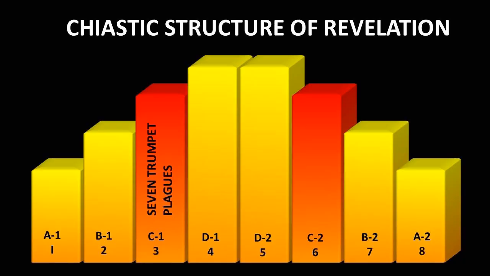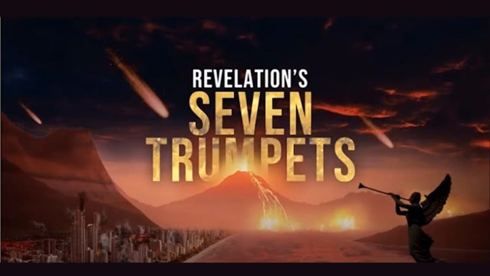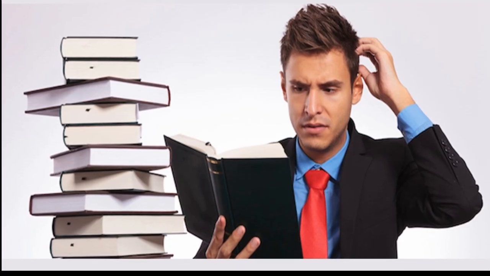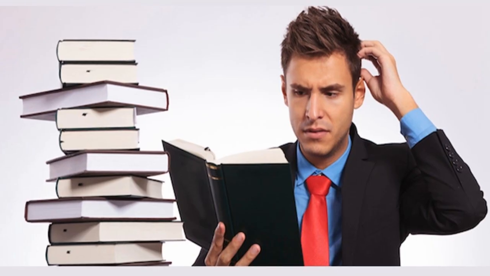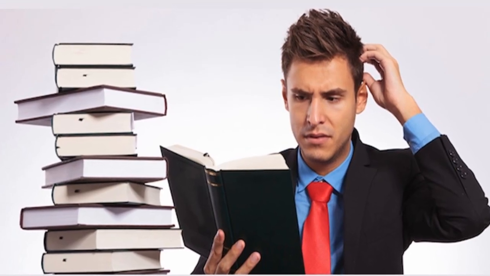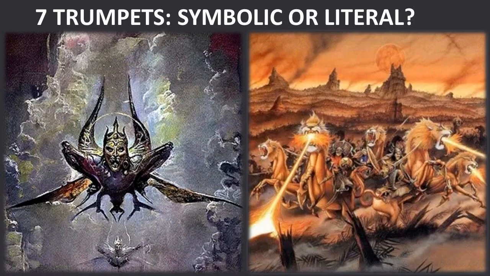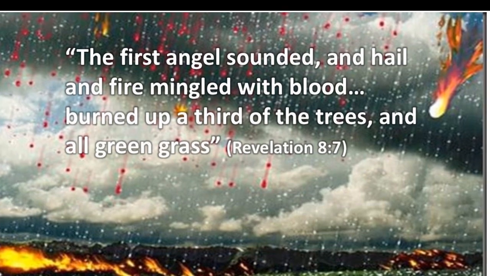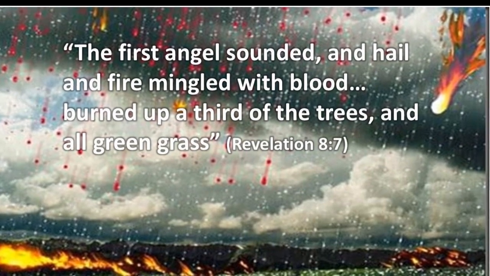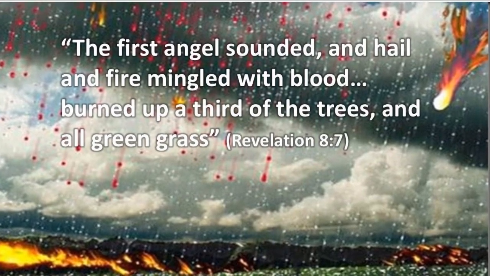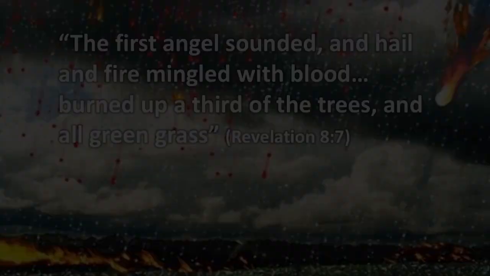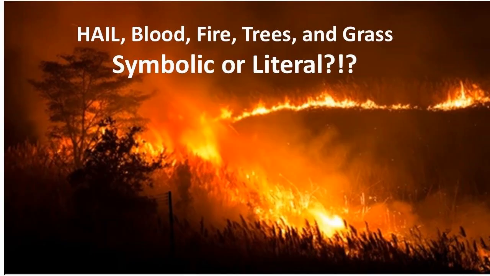Consider, for example, the third chiastic division, the 7 trumpet plagues in Revelation chapters 8 and 9. The interpretations of these plagues are so diverse that you would think that the commentators were reading different texts. A lot of the variation is because there is no consensus as to whether they are literal or symbolic. The trumpet plagues start with hail and fire mingled with blood, falling on the earth and burning up the grass and trees. Is this symbolic hail, blood, fire, trees, and grass, or literal?